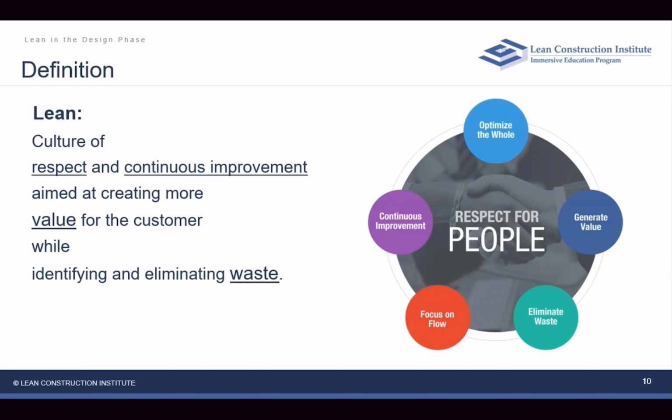So lean defined is a culture of respect and continuous improvement. It's aimed at creating more value for the customer while identifying and eliminating waste. So lean construction is a combination of operational research and practical development in design and construction with an adaptation of lean manufacturing principles and practices to the end-to-end design and construction process. We are going to be using this as our core definition, and then we're going to be applying this to a lot of approaches that we're going to be using.